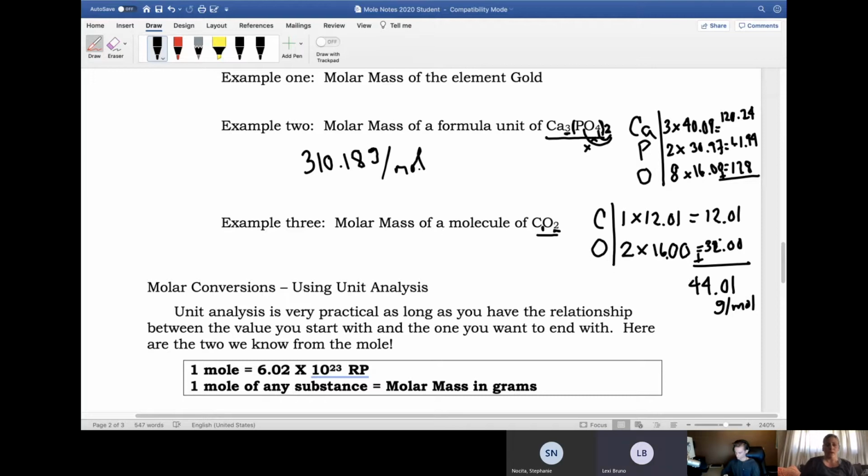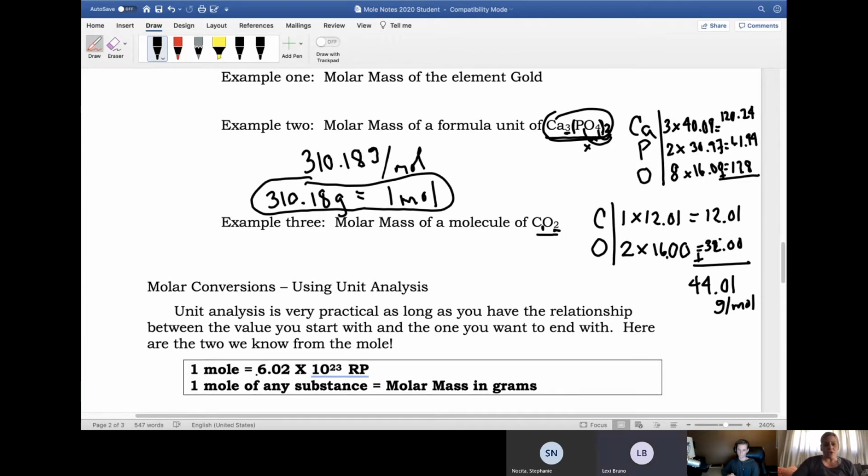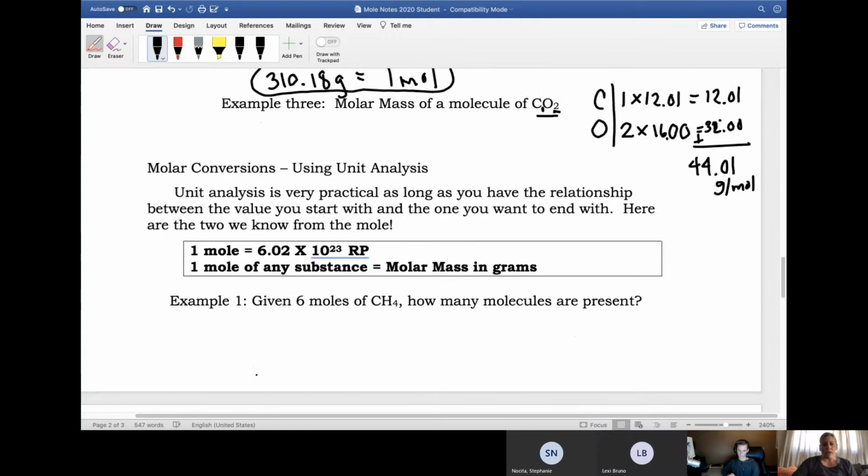Yeah. Okay. Now, I want you to realize that we can use this as a conversion factor because this is the same thing as saying 310.18 grams is equal to 1 mole. So if I had 1 mole of this calcium phosphate, it would have a mass of 310.18 grams. So we're going to exploit this and use this as a conversion factor to do our conversions in chemistry. So we've established 2 different conversions.